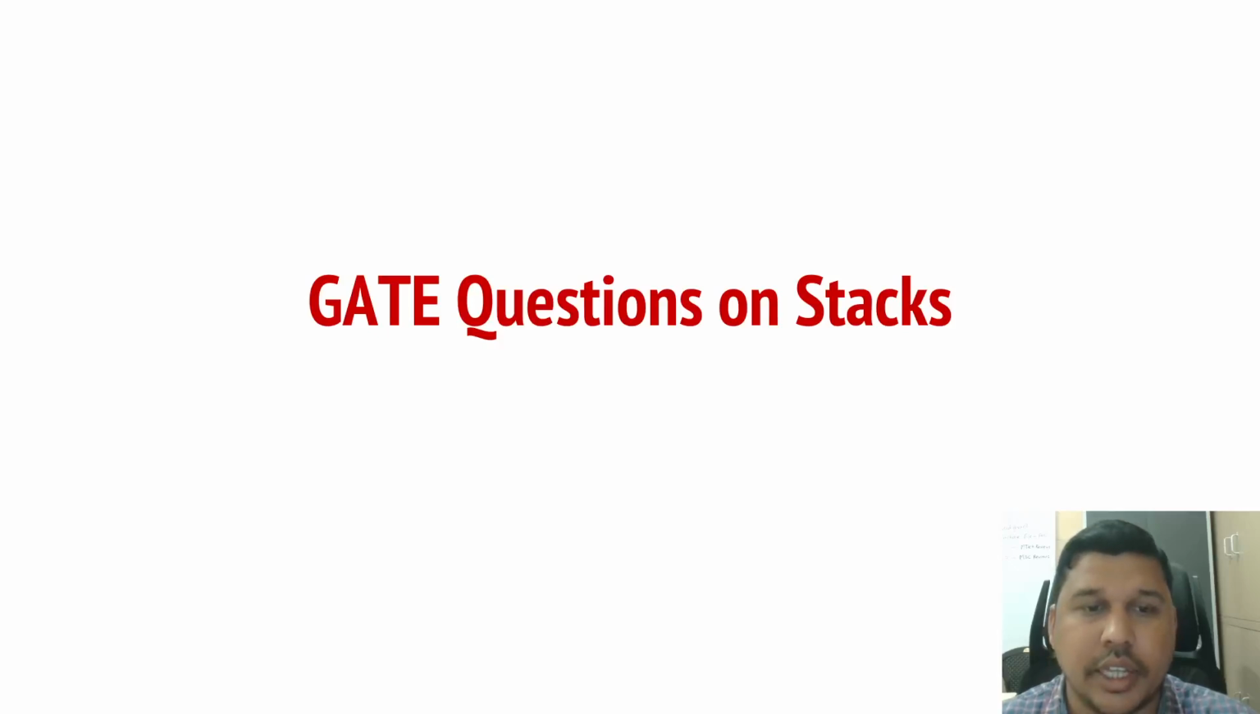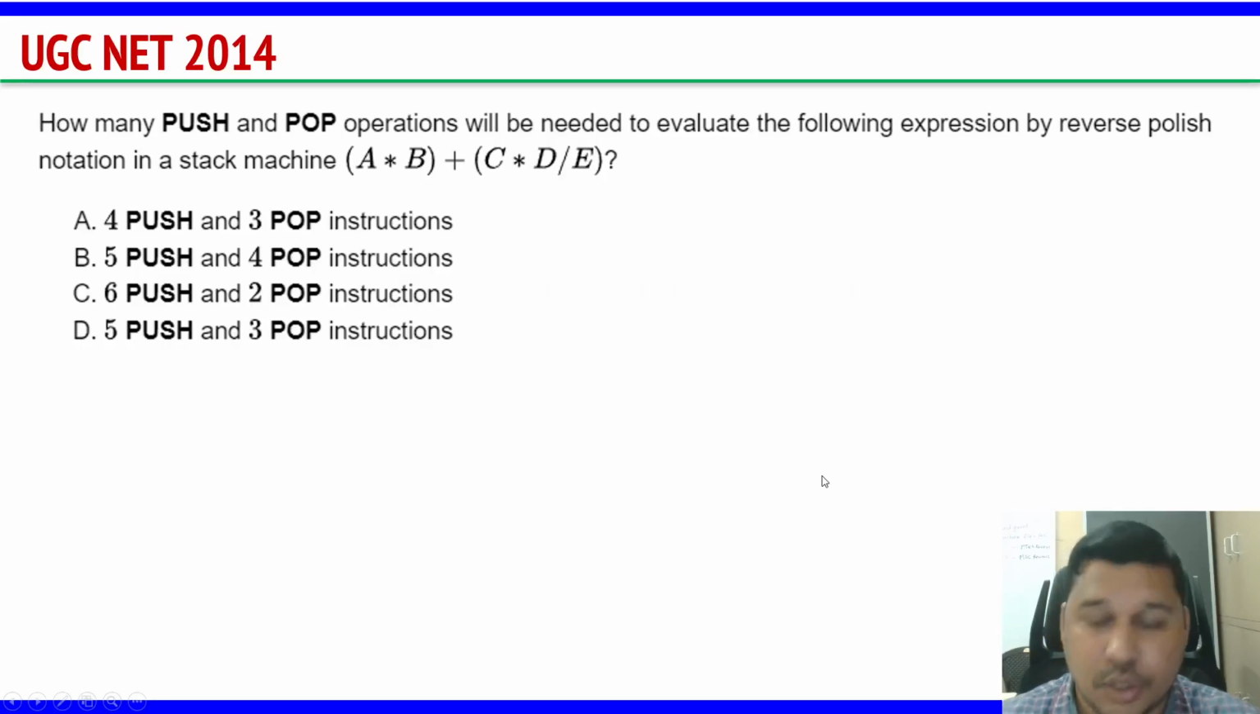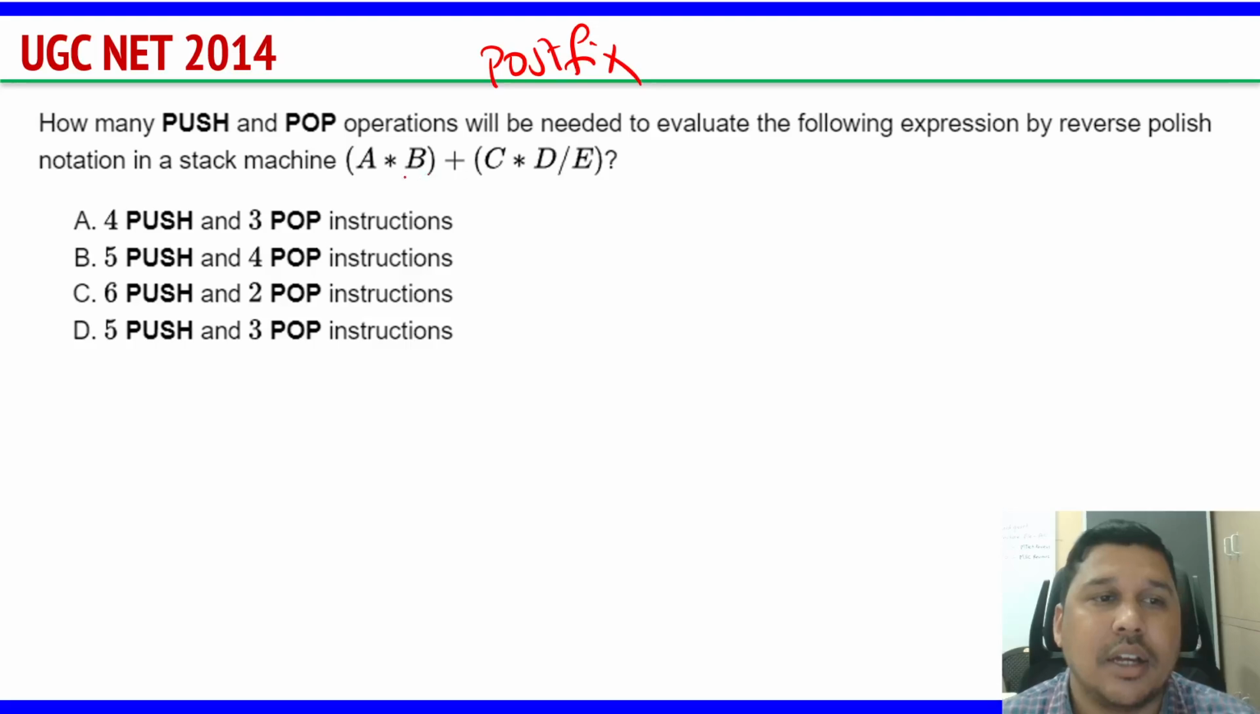Let's see the GATE questions on stacks. So again, a previous kind of question. How many push and pop operations will be needed to evaluate the following expression by the reverse Polish notation? Reverse Polish notation means it is postfix, in a stack machine. So this is the expression given. How many push and pop operations will be required to evaluate this expression?